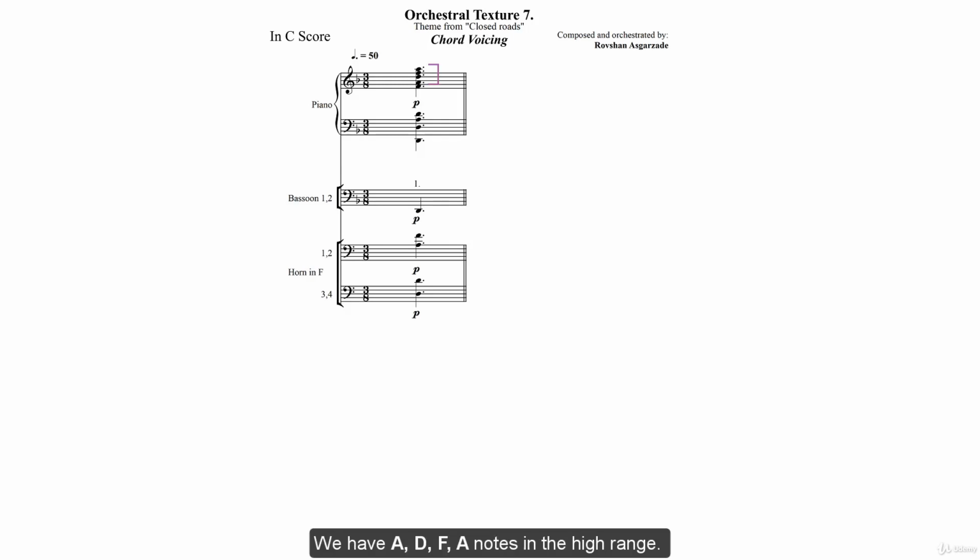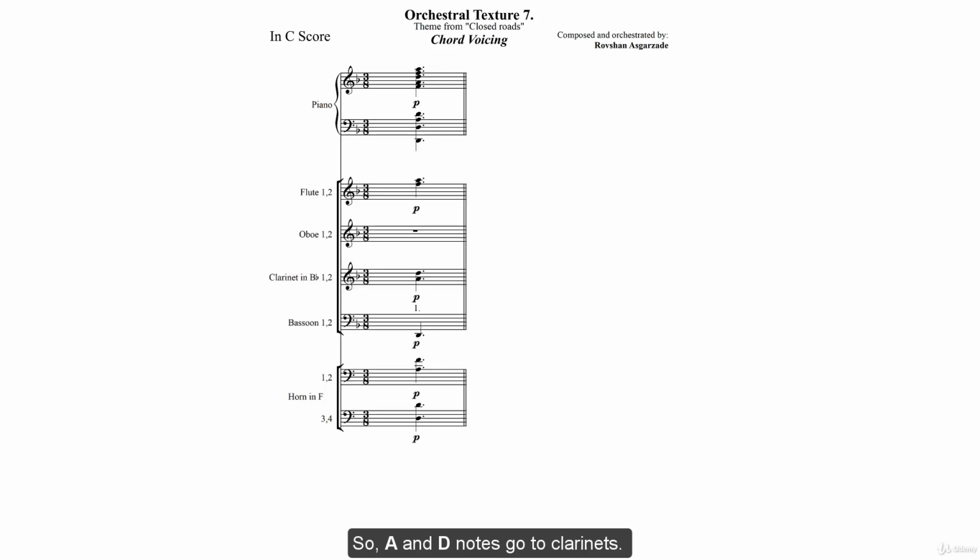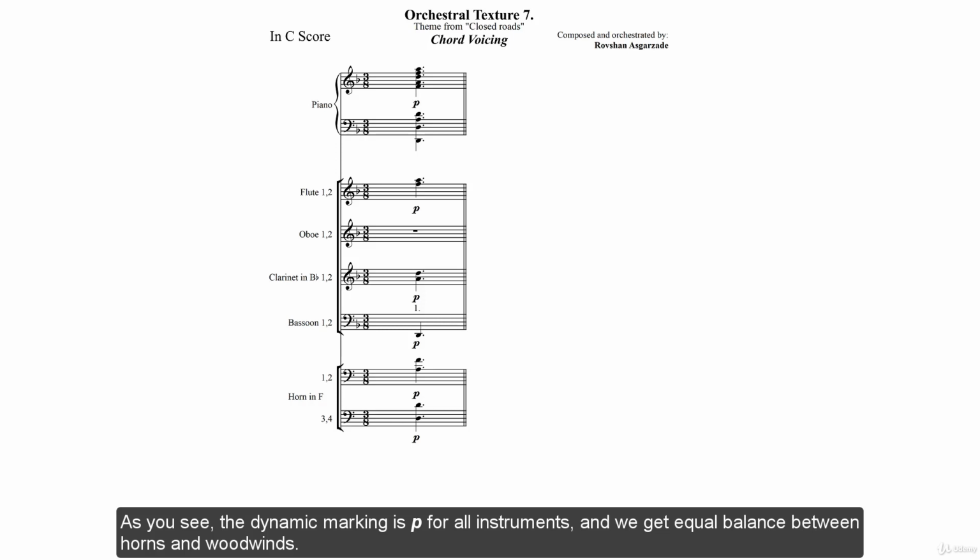We have A, D, F, A notes in the high range. So A and D notes go to clarinets. High F and A notes are in the flutes. As you see, the dynamic marking is piano for all instruments, and we get equal balance between horns and woodwinds.